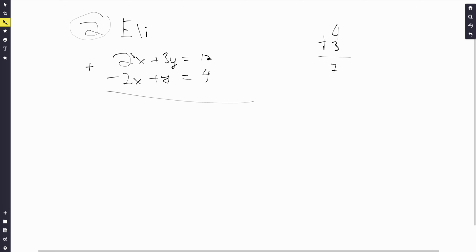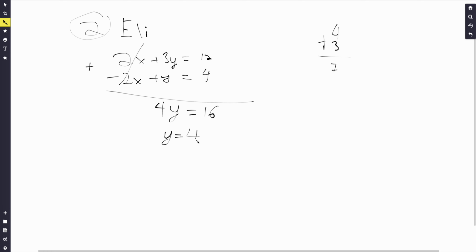So okay, let's see, the 2x and the negative 2x actually cancel out. So that's actually good for us. That's what we want to do. We want to eliminate one of the terms. So that would be nothing. And then we have 3y plus y. So that would be 4y. And that's equal to 12 plus 4, which is 16. And now we can just solve for y. So y is equal to 4.